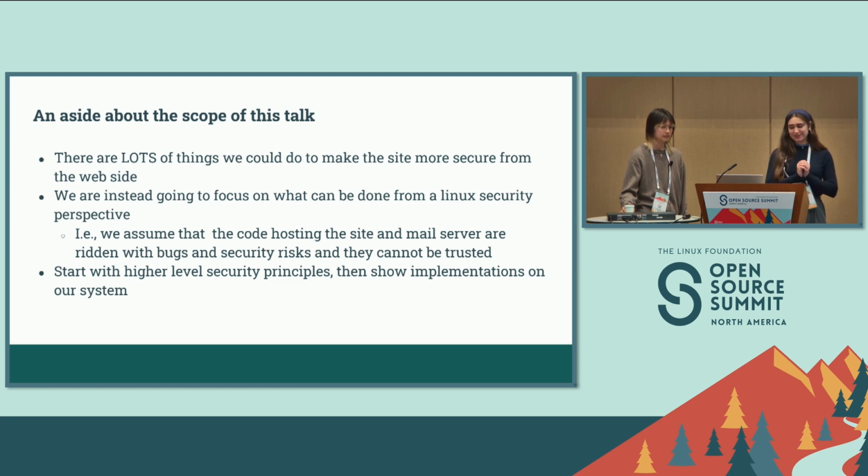So that means it's okay if we are running code that is written with bugs, because we don't want to assume any trust in the code that we are running. Instead, we want to be assured that even if we are running really buggy code, our system still has some safeguards in place to protect itself. Throughout this talk, we're going to start with some higher level security principles, and we're going to show how those can be implemented on our system.